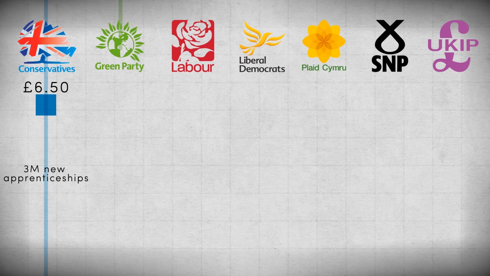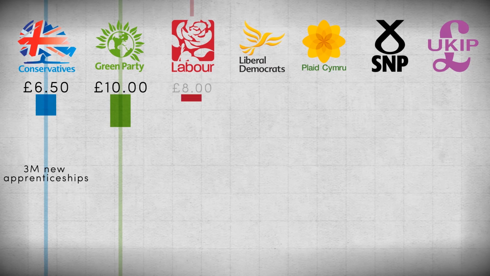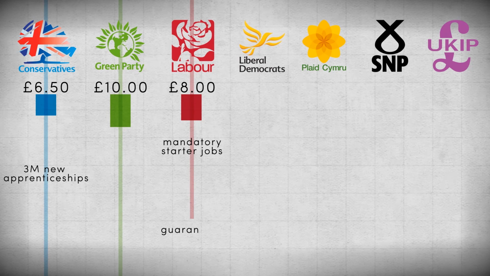The Greens have an ambitious plan to increase the minimum wage to £10 per hour. Labour wants to increase the minimum wage to £8 per hour, in addition to providing a starter job for young people who've been unemployed for more than a year, which they will have to take or lose benefits. Labour also plans to guarantee an apprenticeship for every school leaver who attains the grades.